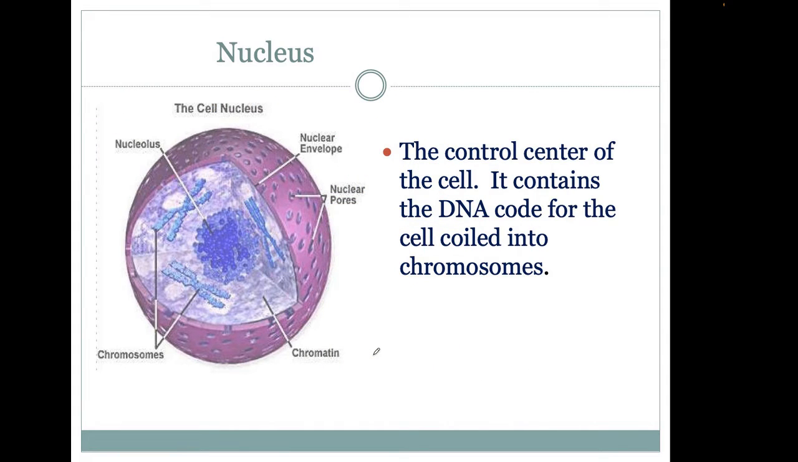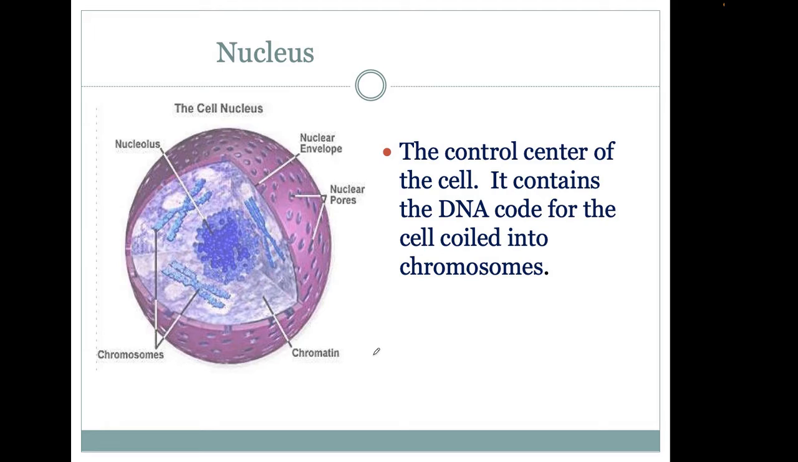Then the nucleus. What is the nucleus? This is also very important. We will discuss in detail what the nucleus is, how many types are present, the cell membrane, and the nuclear membrane. It is the control center of the cell. It contains the DNA code for the cell, coiled into chromosomes. Okay, this is the nucleus.